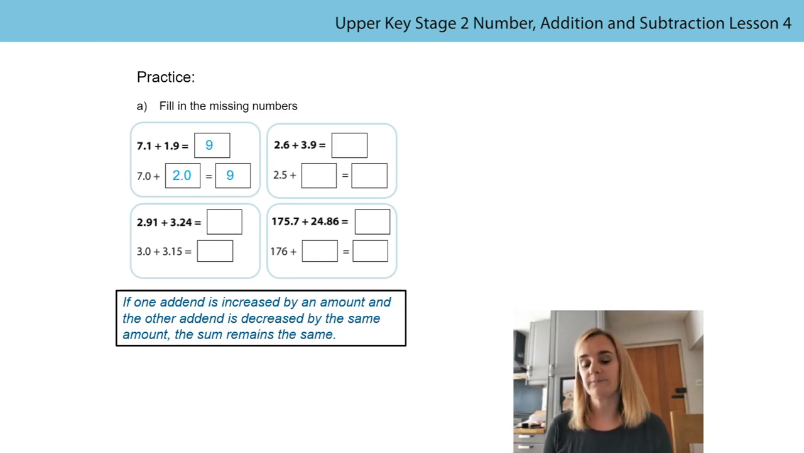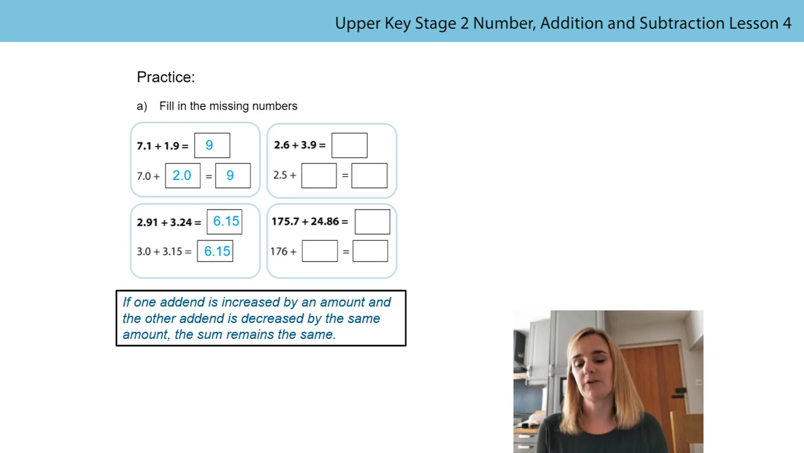The one underneath, 2.91 add 3.24, has already been redistributed. And you can see that it's gone up by 9 hundredths, that's right. So 2.91 has increased by 9 hundredths and 3.24 has decreased by 9 hundredths. And now I know I'm going to get that equivalent sum, that sum remaining the same. So 3 add 3.15 is 6.15. And therefore the answer to both of those calculations is 6.15.